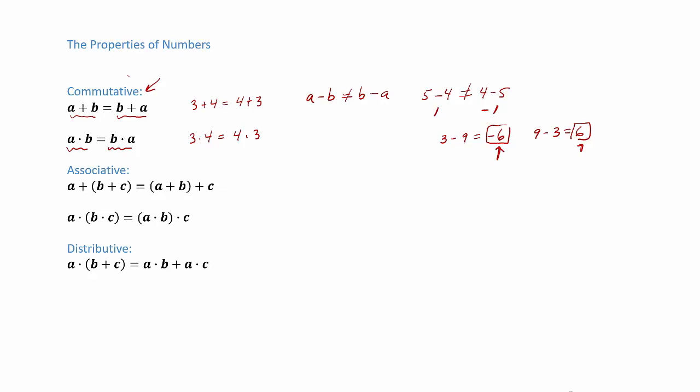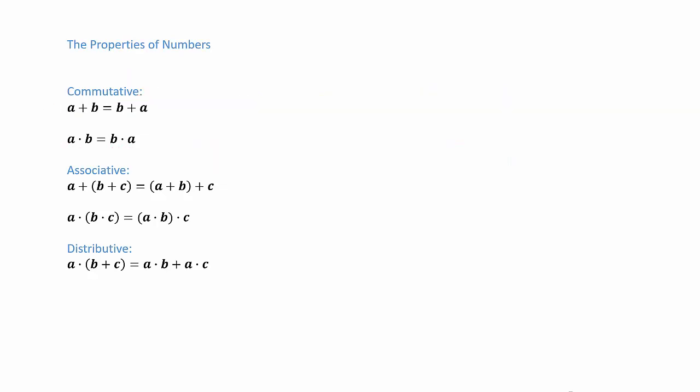So the commutative property does not hold for subtraction or division, only for addition and multiplication. And just the way it doesn't work for subtraction, 5 minus 4 does not equal 4 minus 5, it also does not work for division. 6 over 2 is not the same thing as 2 over 6. So the commutative property holds for addition and multiplication, and it's something we'll use very often.